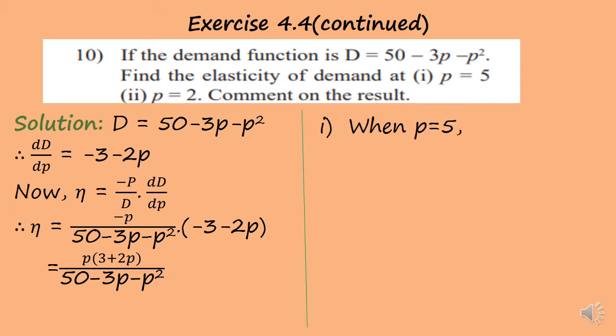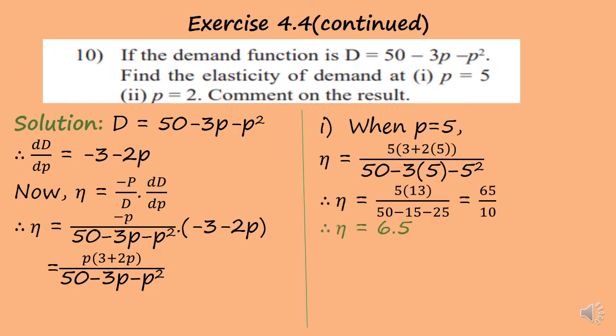Now when p is equal to 5, the first case they have told us to find out the elasticity when p is equal to 5. So eta becomes 5 into, that is, in place of p everywhere we put 5 in the given value for eta. And thus we get the value of elasticity as 6.5.